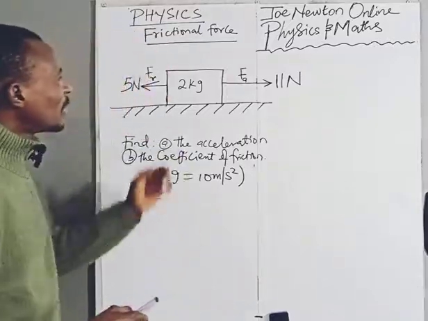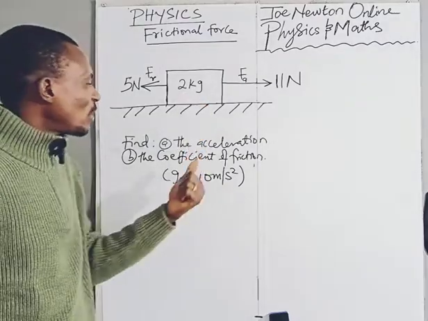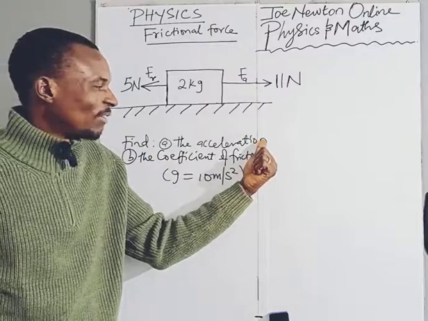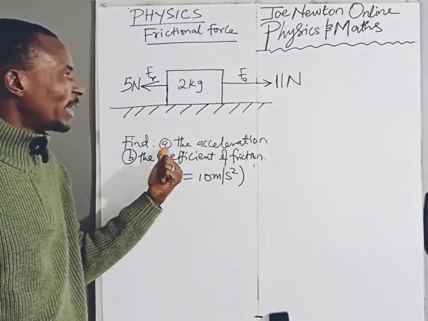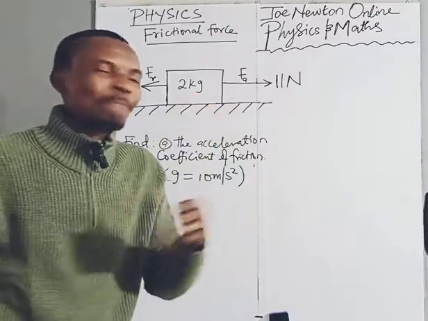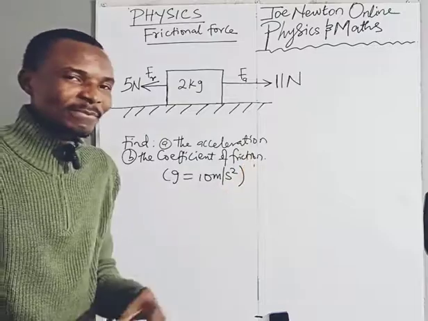So the question now, and the mass of the box is given to be 2 kilograms. The question now asks us to find the acceleration given to that body, this box or this object, by the force. Then B says the coefficient of friction.